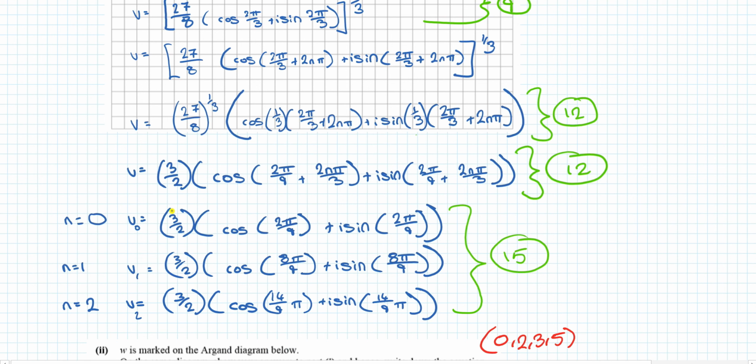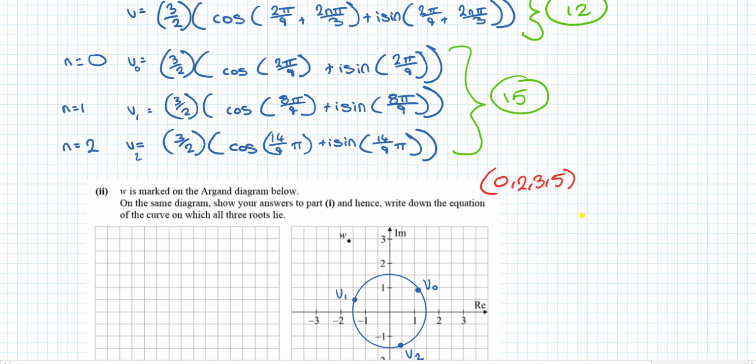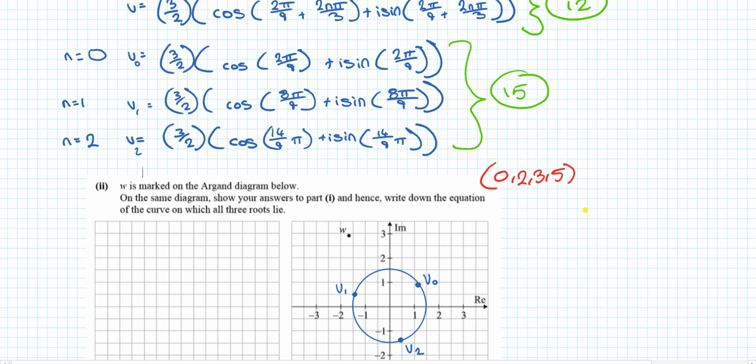The next question asks us to graph them. We know they are all a distance of 3/2 from the origin. Remember, that's the modulus. They are all a distance of 3/2 from the origin. So that's why I've drawn out a circle here for 3/2, because they are all going to be on that circle. We know there are 3 angles that I need to deal with.